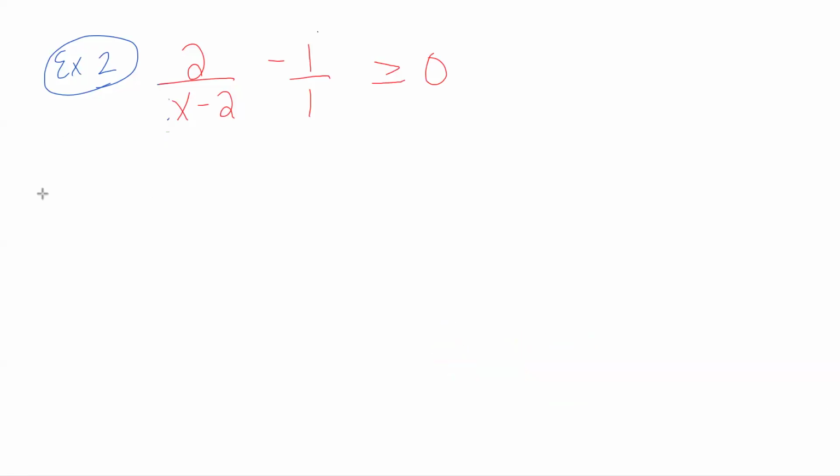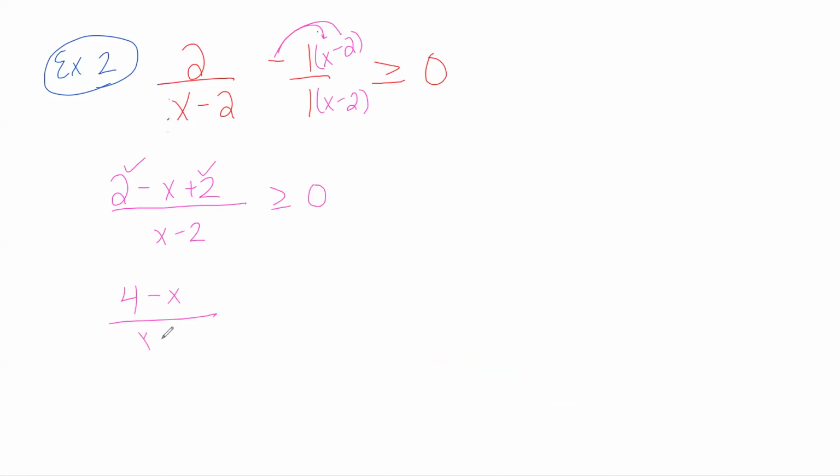But now we need a common denominator on that guy. So we're going to just times by x minus 2, go upstairs, do the same. So that's 2, distribute this -1. So minus x plus 2, and then the bottom is just x minus 2. 2 plus 2 is 4 minus x all over x minus 2. There. That's our problem now. So now we need to figure out where this is greater or equal to 0.